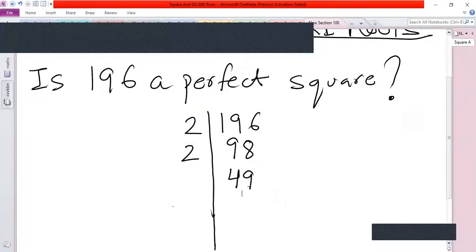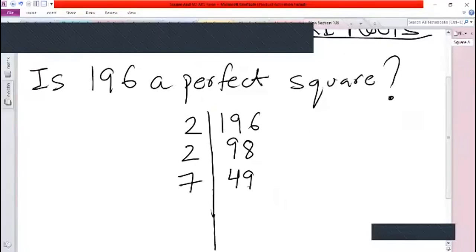And 49 can be divided by 7, ma'am. You cannot divide it by 2. Move to the next number, that is 3. You cannot divide by 3 also. Then we know that 49 is divisible by 7, so it comes out 7. Again, it will be divisible by 7. So we get 1.